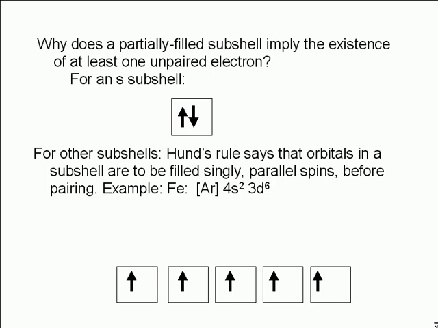Now the 6th electron will go to any one of these orbitals, but it must be of opposite spin as required by Pauli's exclusion principle. It can go here, or here, or here, or here, or here. In any case, there are 4 unpaired electrons, and we expect iron atoms to be paramagnetic.